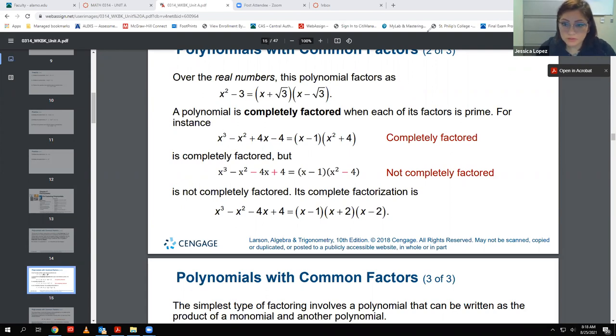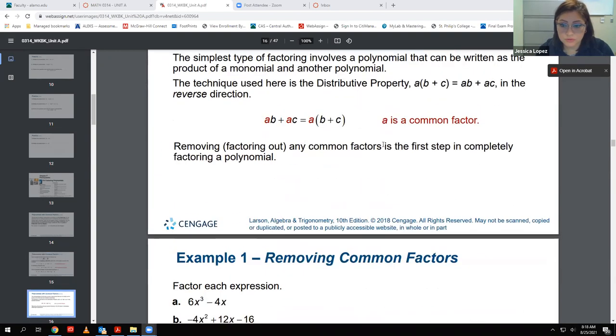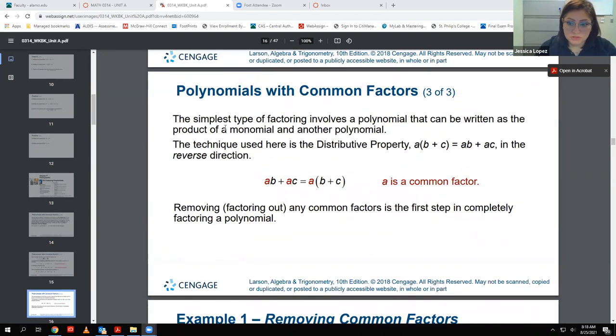Okay, so let me put on my mouse so I can scroll. So this page is talking about the first type of factoring that we're going to learn, okay? And the first type of factoring is just factoring out a common factor. It's essentially the reverse of the distributive property, okay? So you're going to start off with two terms here, and you're going to notice that both of those terms can be divided by something the same. And once you figure out what that thing is, you're going to put it outside the parentheses.